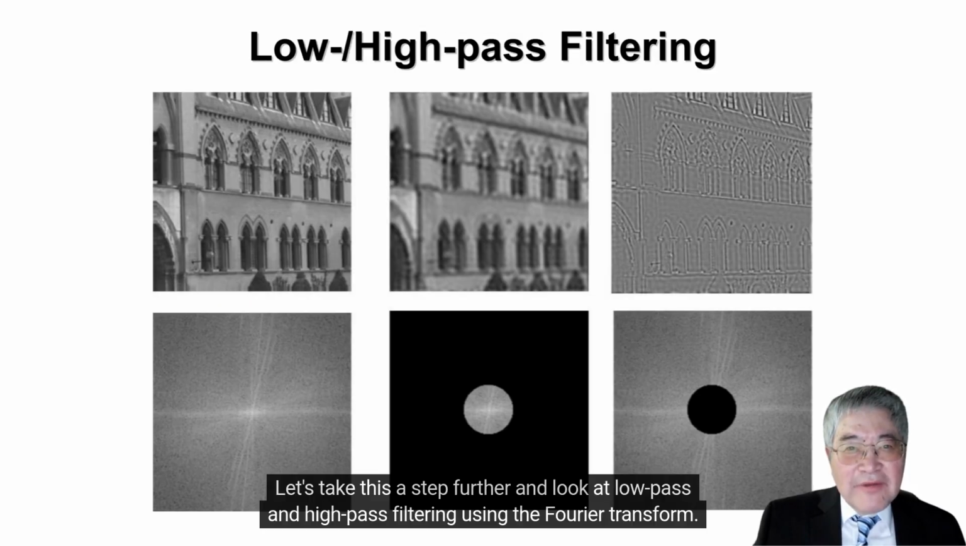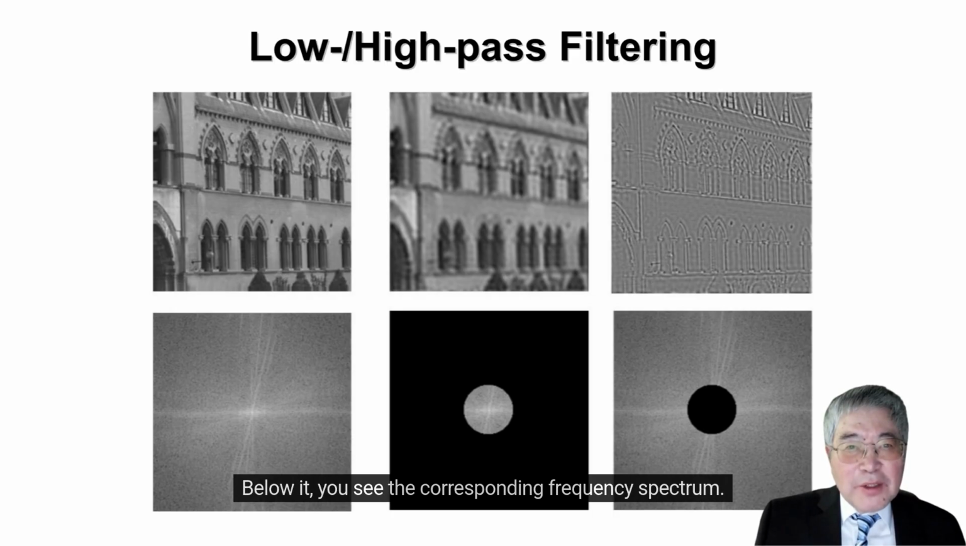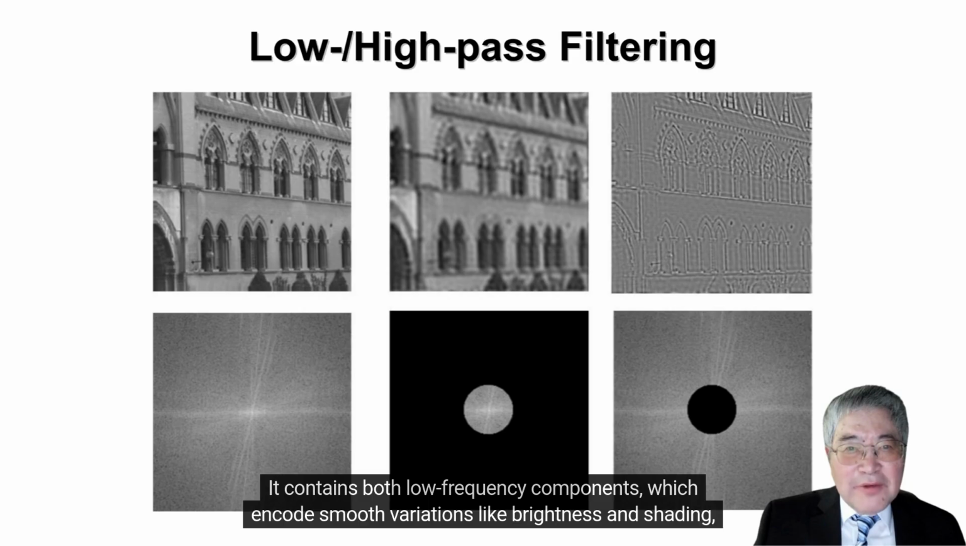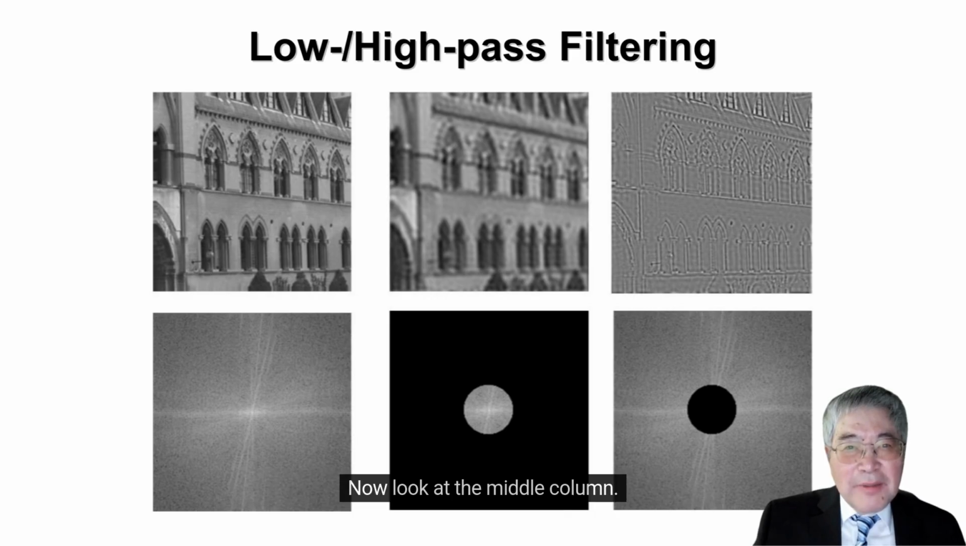Let's take this a step further and look at low-pass and high-pass filtering using the Fourier transform. Start with the image on the far left. This is our original image of a building. Below it, you see the corresponding frequency spectrum. It contains both low-frequency components, which encode smooth variations like brightness and shading, and high-frequency components, which capture edges and fine details. Now look at the middle column.